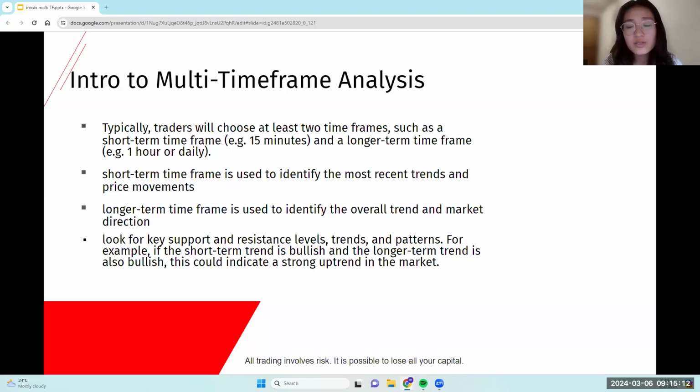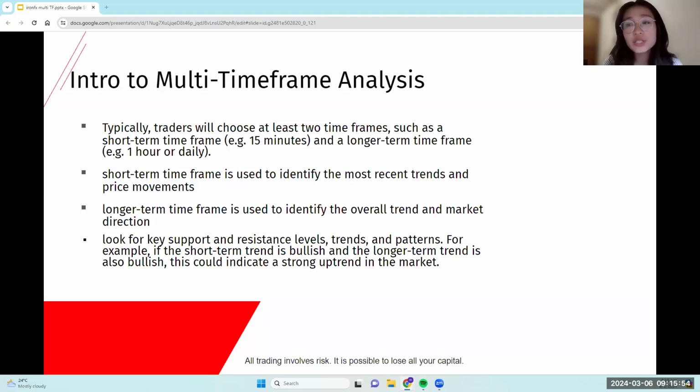The first step in this strategy is to select the time frame. Typically, traders will choose at least two time frames, probably a shorter time frame and a longer time frame. The shorter time frame is used to identify the most recent trends and price movements, while the longer time frame is used to identify the overall trend and market direction. Once the time frames are selected, the trader will then analyze the market from each time frame, looking for key support and resistance levels, trends and patterns like we've done earlier.